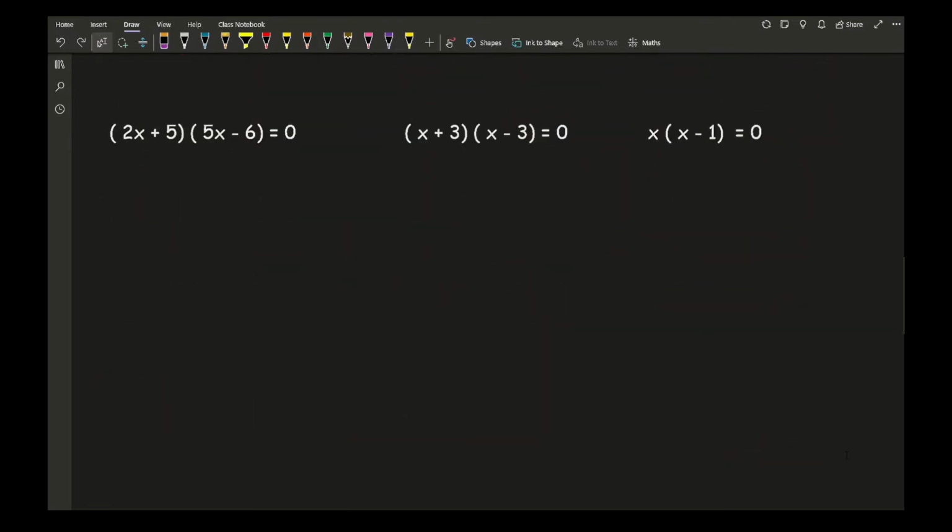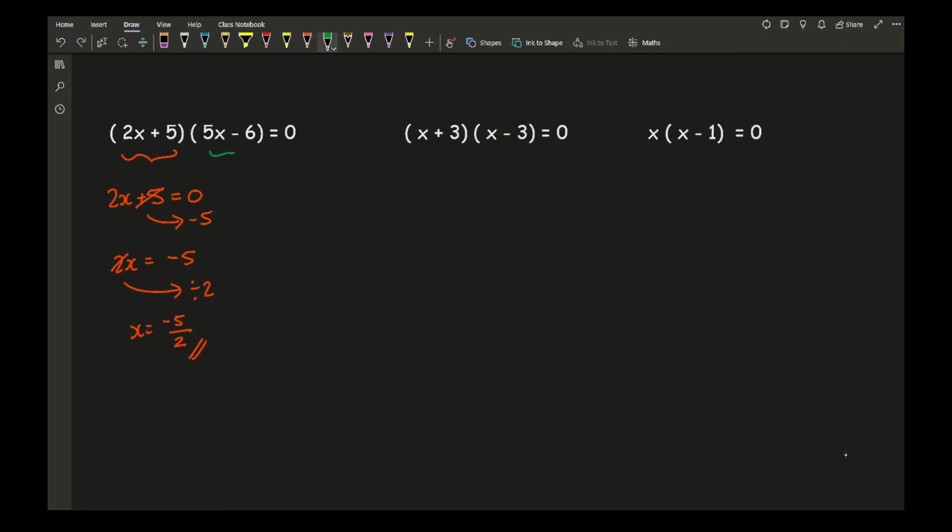Now moving on to the next set of questions. So again, splitting up into two parts. So I've got 2x plus 5 equals 0. So I take the 5 over, so I've got 2x equals minus 5. And then get rid of the 2, so I've got x equals minus 5 over 2, and again I'm going to leave it as a fraction rather than converting it to a decimal.